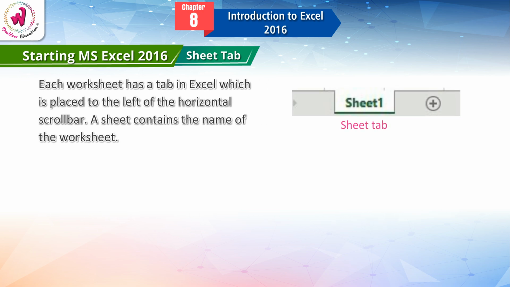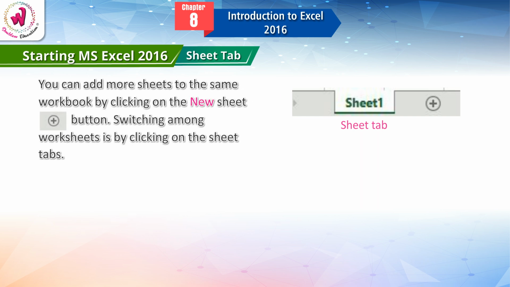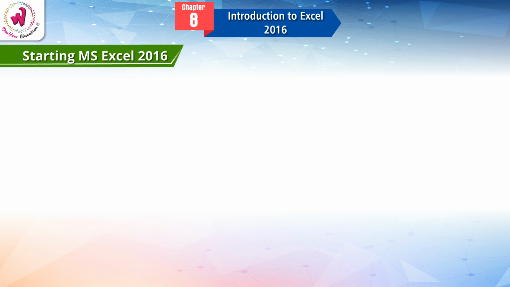Sheet tab. Each worksheet has a tab in Excel which is placed to the left of the horizontal scroll bar. A sheet tab contains the name of the worksheet. You can add more sheets to the same workbook by clicking on the New Sheet button. Switching among worksheets is by clicking on the Sheet tabs.